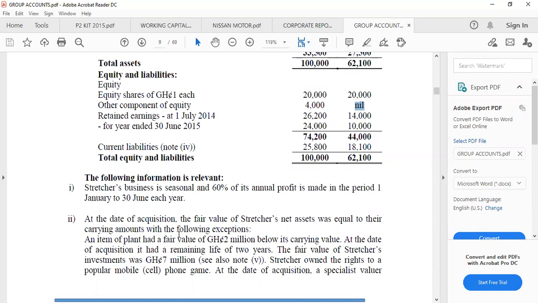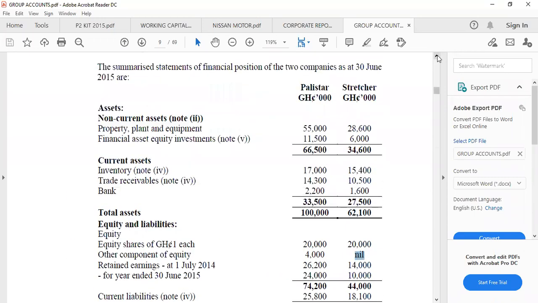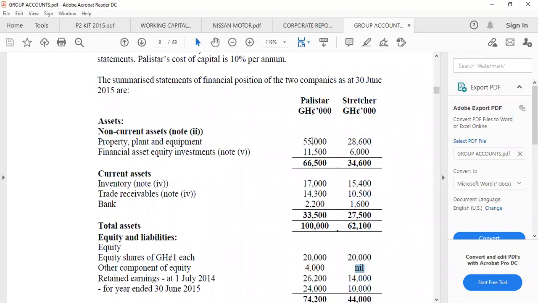At the date of acquisition, the fair value of Stretcher's net assets were equal to their carrying amount with the following exceptions. An item of plant had a fair value of 2 million below its current value. What is the meaning? They are saying that in the property, plant, and equipment, there is an item that, if they are carrying it as 20,000, the actual value should be 18,000. Is that not what they are saying?